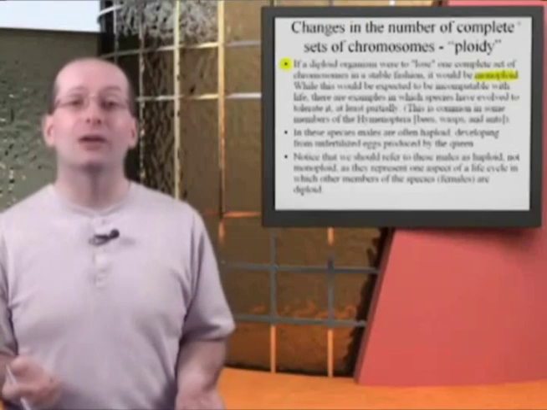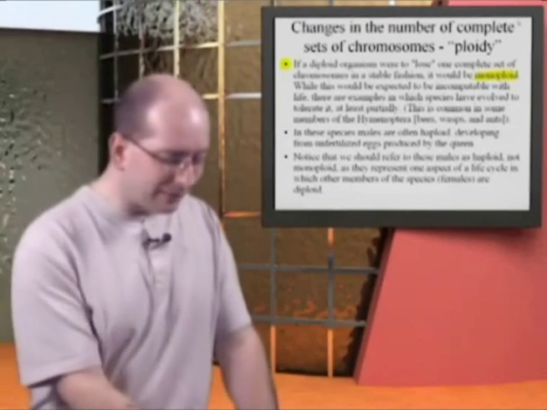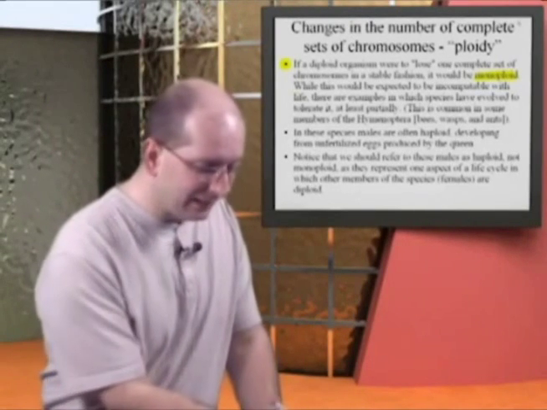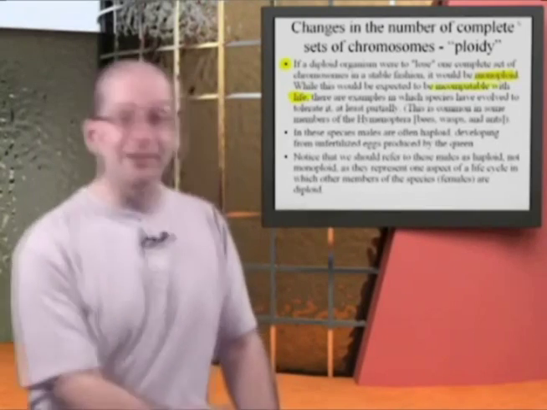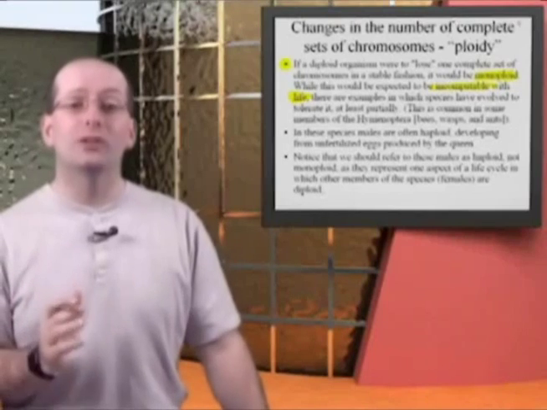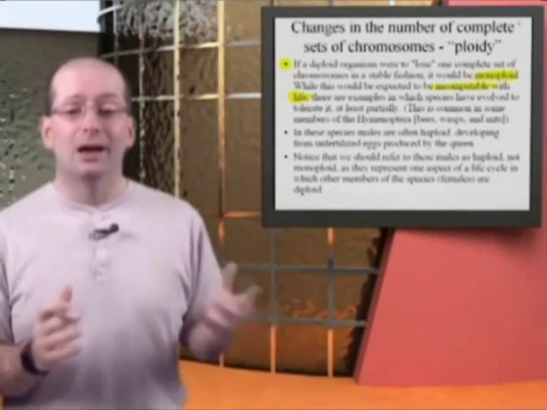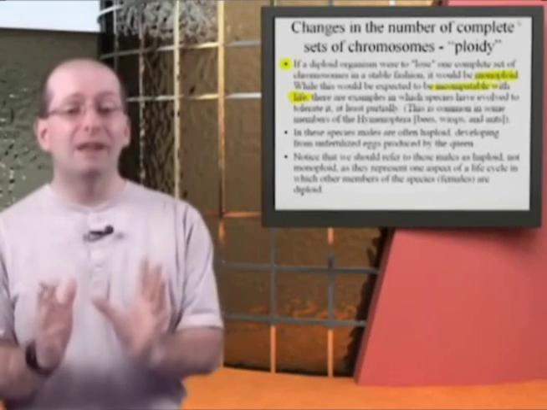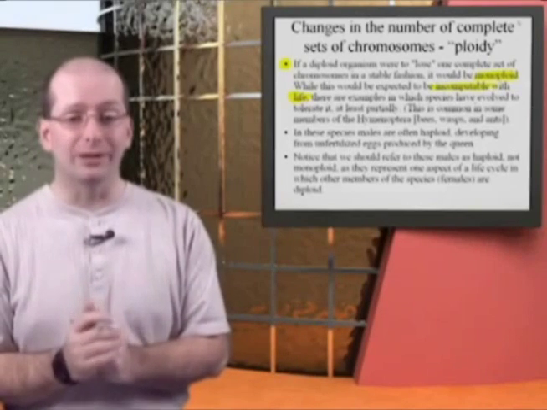And this sometimes actually does happen. Now, you'd expect if this happened, I say here that that would be incompatible with life. That would be fatal. We can't just go losing a set of chromosomes. But I just wanted to mention there are species where they have evolved to tolerate this, at least partially.